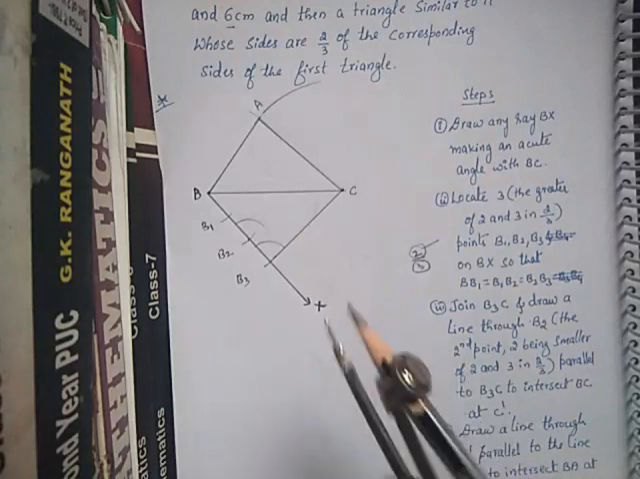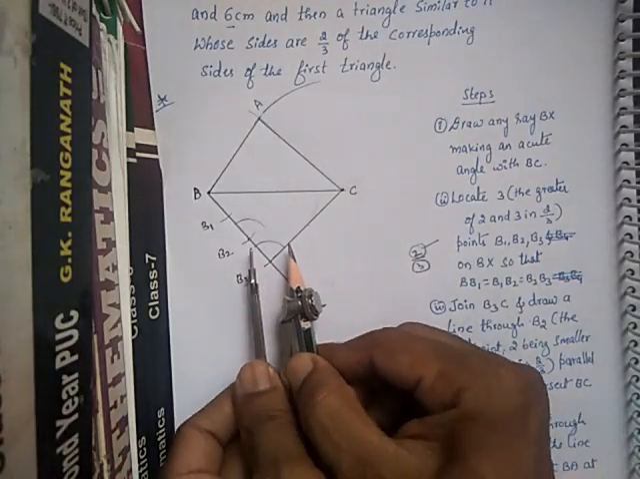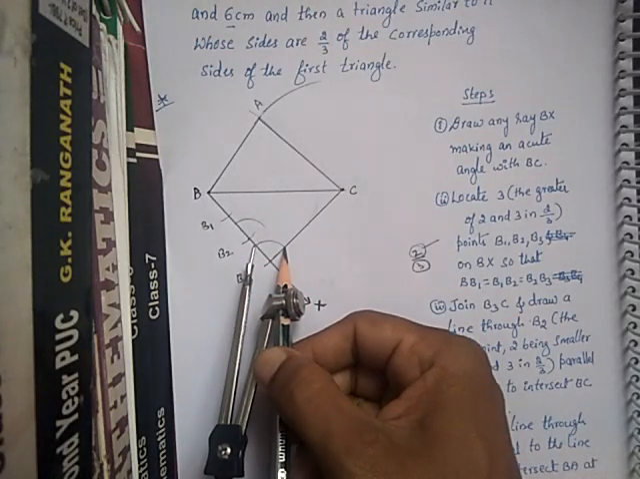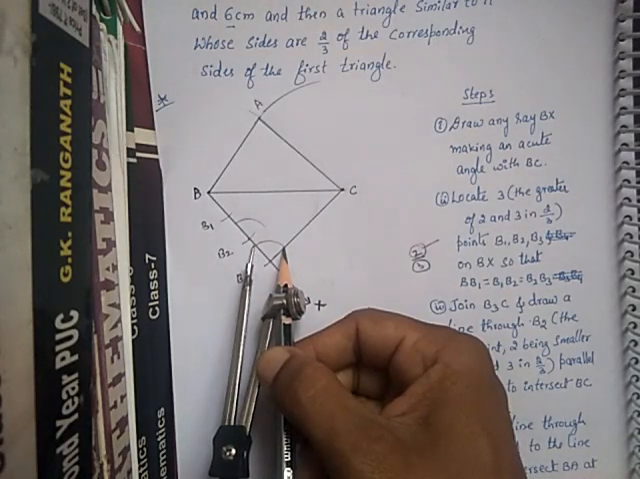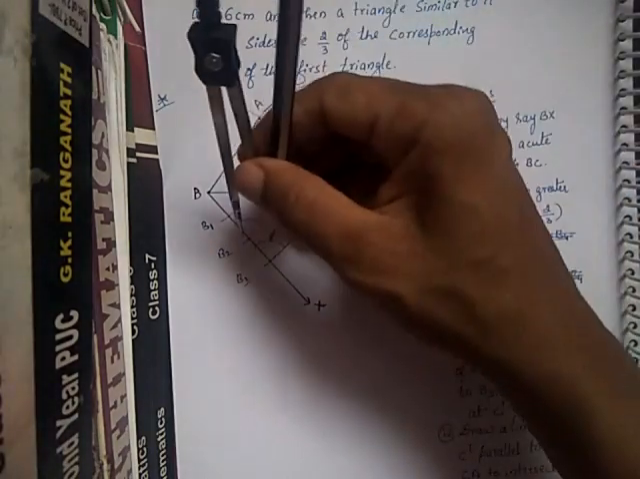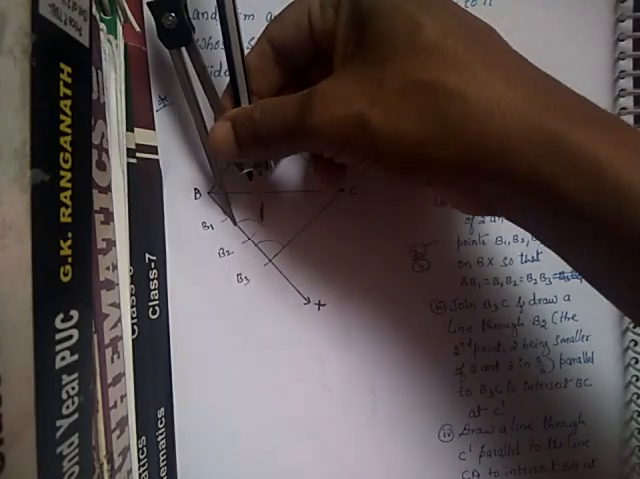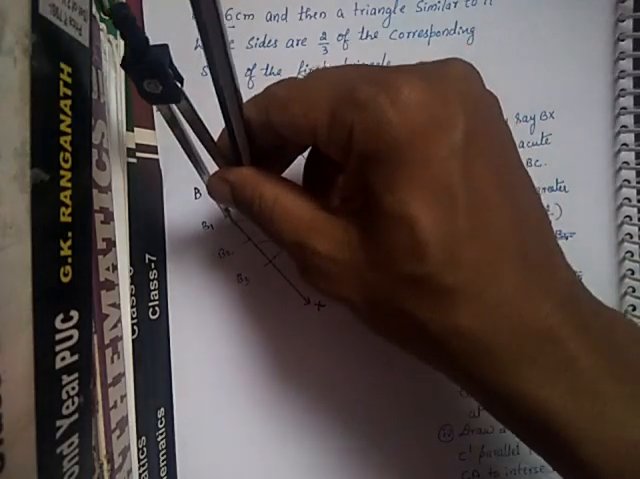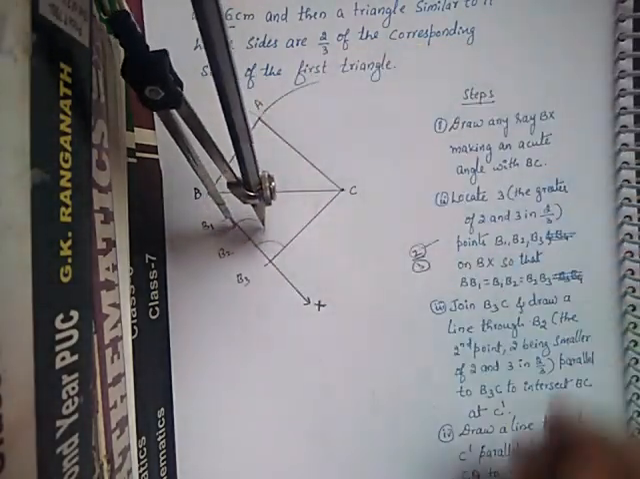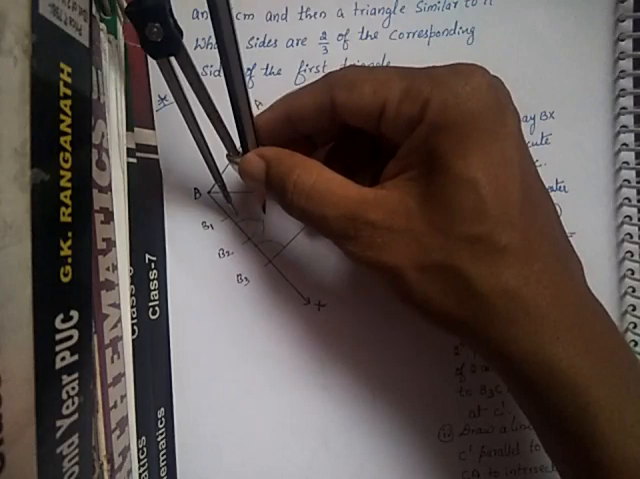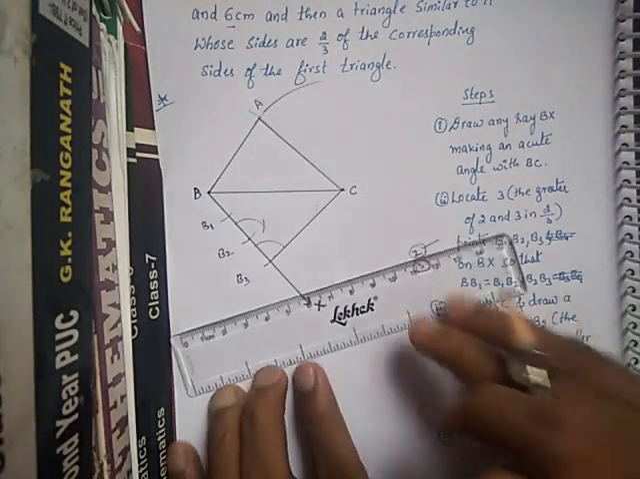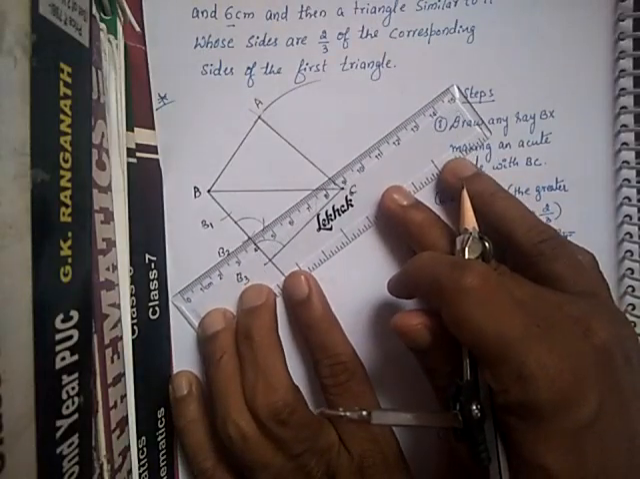Okay, after this you take the distance of these 2 points, here and here, exact distance from here to here. So the same distance you can keep on this point, and you can cut the arc like this. You have to keep here and you have to cut the arc on this point. Next, by using the scale you have to draw a line such that it should intersect BC.